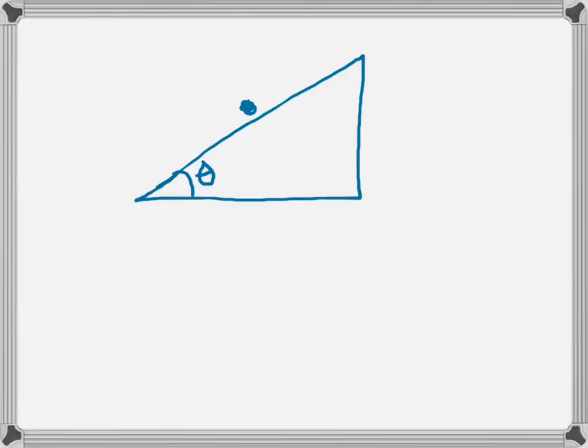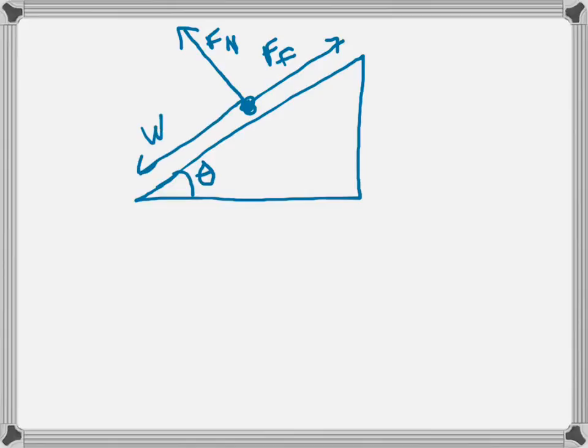So I have an object. I would draw the normal force, always. It's going down the inclined plane, which means friction is going to go this way. We have the weight, which goes straight down, but if you watched the last video, we can resolve that into two forces. One going down the inclined plane of weight sine of theta, and one going into the inclined plane of weight cosine of theta.